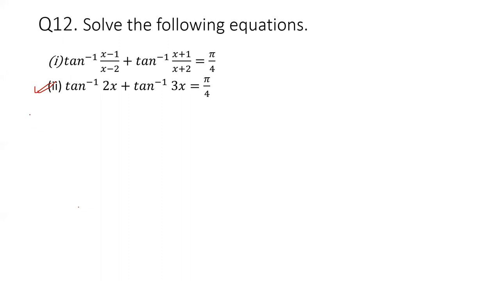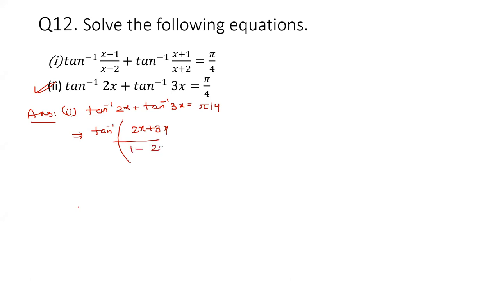Okay, Noma, let me check this. So the second one is tan inverse 2x plus tan inverse 3x is equal to 5/4. Apply the formula: tan inverse of (2x plus 3x) by (1 minus 2x into 3x) is equal to 5/4. So this we will get tan inverse 5x by 1 minus 6x squared is equal to 5/4.